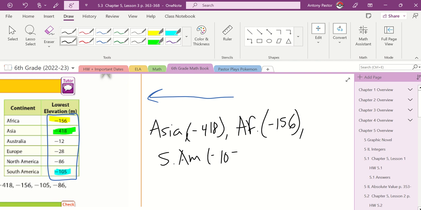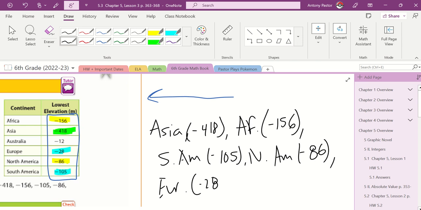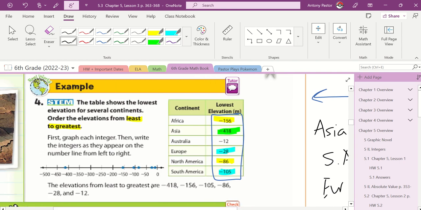Our next lowest would be South America at -105. And then we'd have North America, -86. Europe at -28. And last but not least, Australia at -12, from least to greatest. And if we look here, it's the exact same order that we have here.